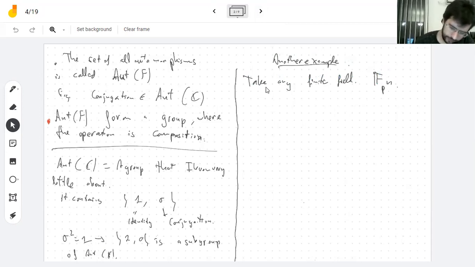Then, this, which, what do I call it? Do people call this something? I don't know, it doesn't have a name. No, we should have a name, rho. Rho, which takes everything and takes the pth power of it, is an automorphism.